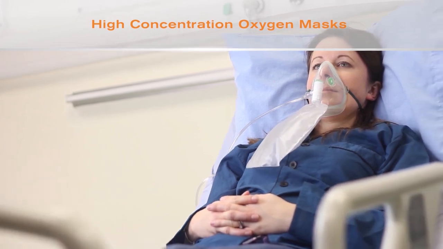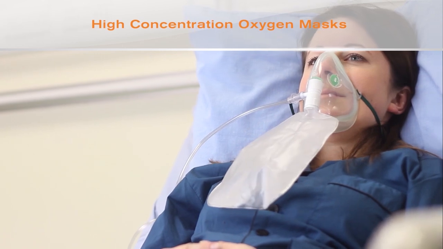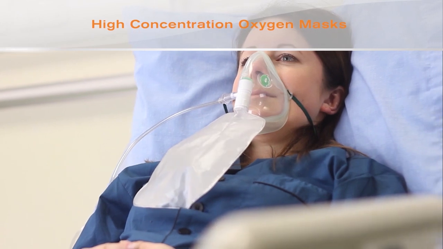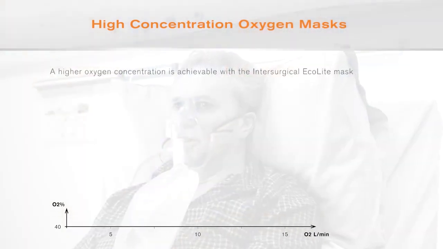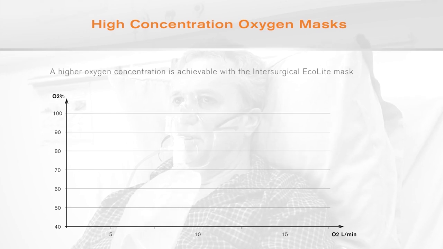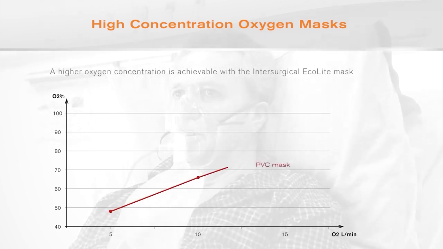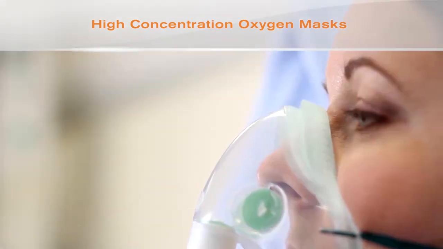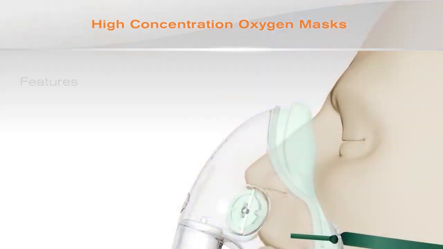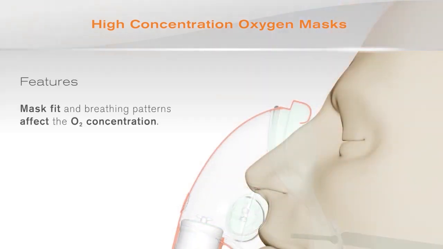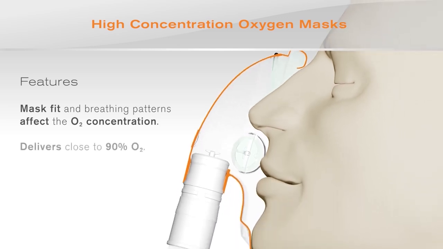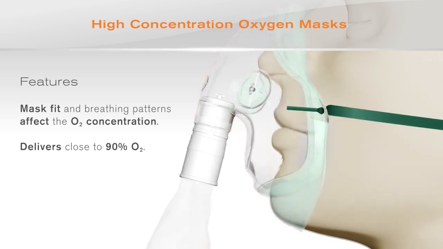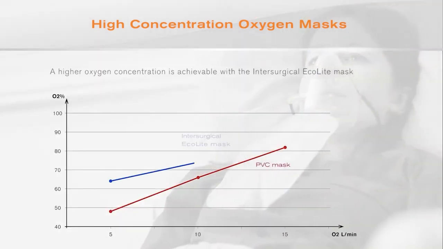Ideally, the patient does not breathe any room air. However, the fit of the mask and the patient's breathing pattern will affect the amount of room air entrained and the oxygen concentration delivered. Limitations of the mask fit associated with older mask designs meant that high concentration oxygen masks delivered up to 80% oxygen, with flows set between 10 and 15 litres per minute. The improved fit achieved with the new generation Intersurgical Ecolite masks minimises the amount of air that is entrained through the sides of the mask, and hence concentrations approaching 90% oxygen can be delivered to the patient, where flows are set between 10 and 15 litres per minute.